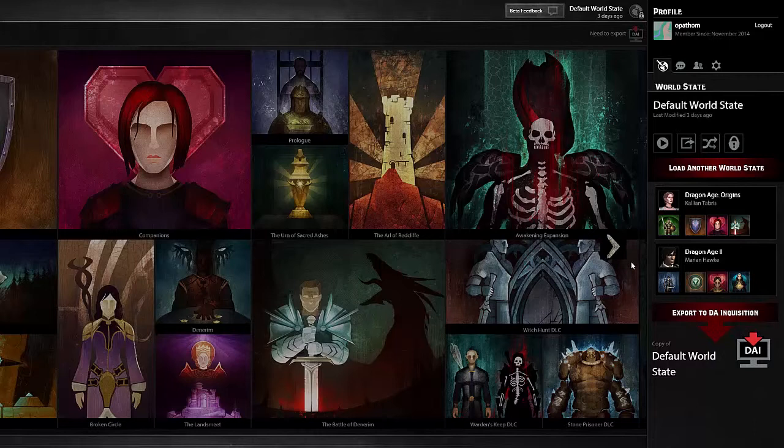Dragon Age 2, however, I've played it only once. I did not like it. I like the characters in the story because it's BioWare, so they know how to write a good story. But the gameplay was atrocious, and I just did not like it. So I only played it once.